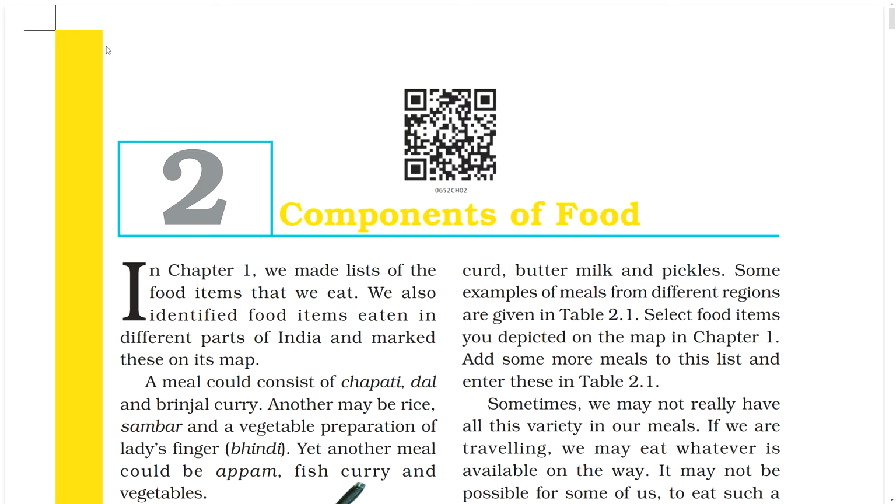Components of food. In chapter 1, we made a list of the food items that we eat. We also identified food items eaten in different parts of India and marked these on its map. A meal could consist of chapati, dal and brinjal curry. Another may be rice, sambar and a vegetable preparation of lady's finger, bhindi. Yet another meal could be appam, fish curry and vegetables.